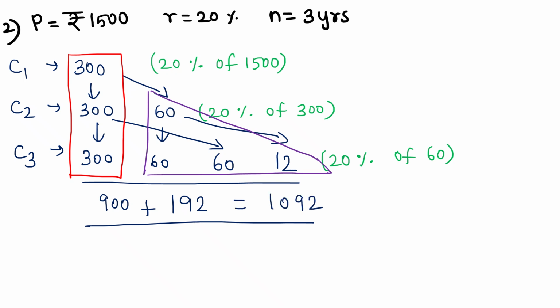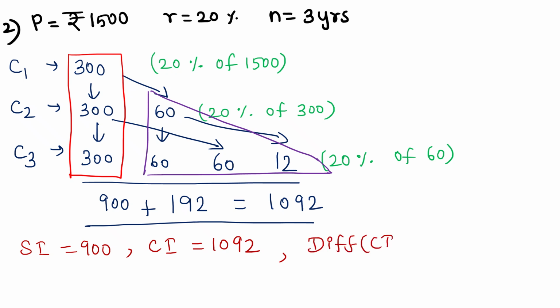As you know already, the rectangle value indicates only the simple interest. 900 indicates only the simple interest. The compound interest indicates the total value, which is 1092. And the triangle value alone indicates the difference between the compound interest and the simple interest, so that is only 192. It's very simple to understand.